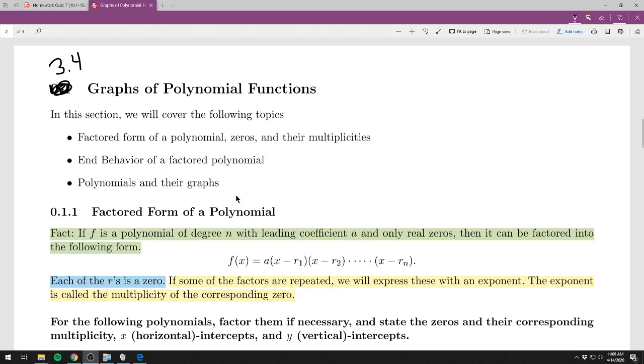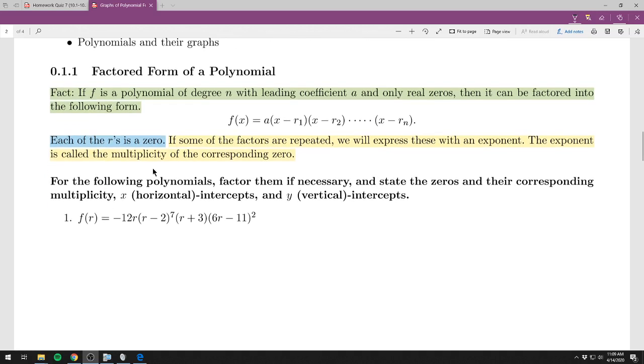And the last, really one of the main topics of polynomials, dealing with them being functions and everything. We want to know how to graph them with some sort of precision. All right, so the first thing is the factored form of a polynomial.